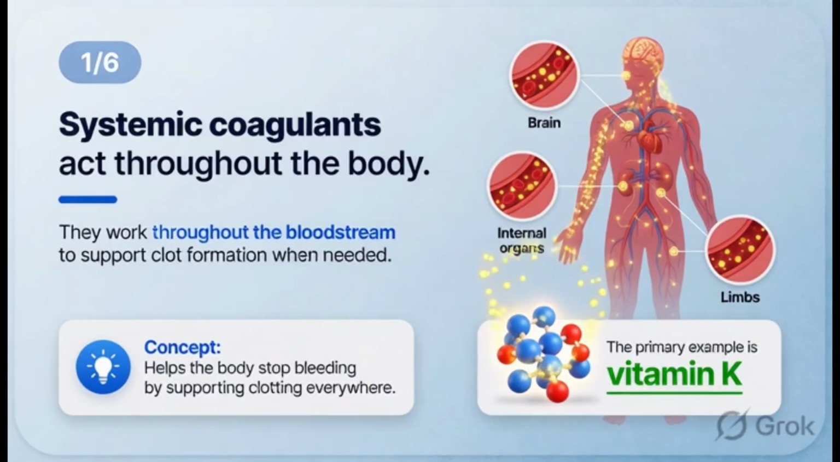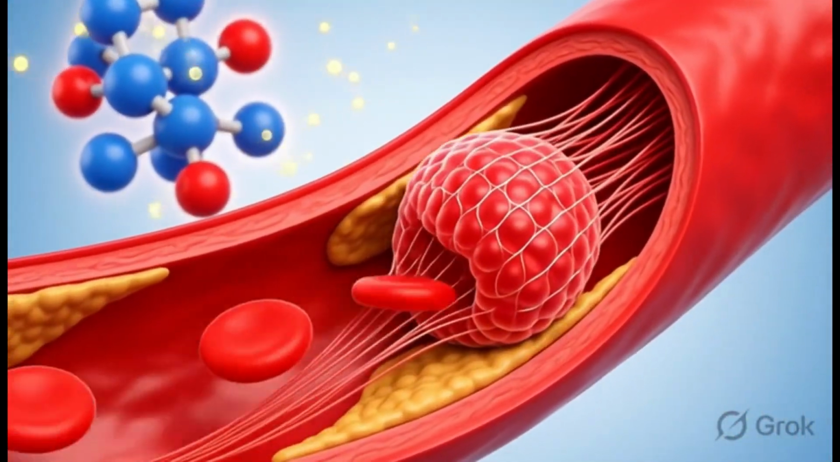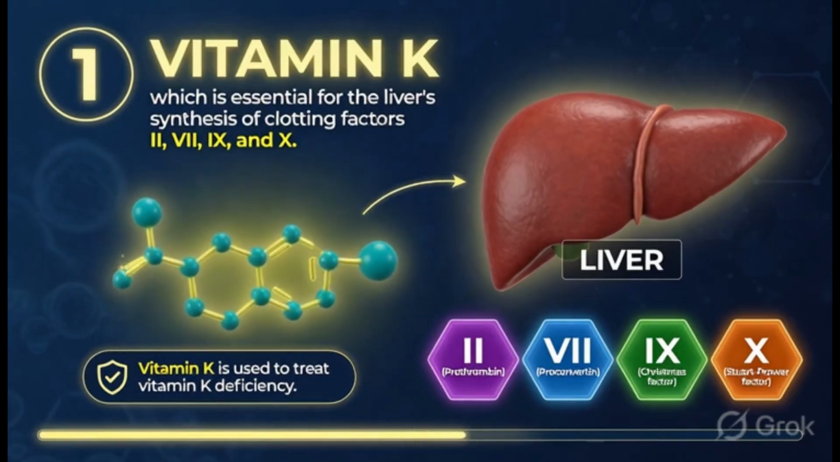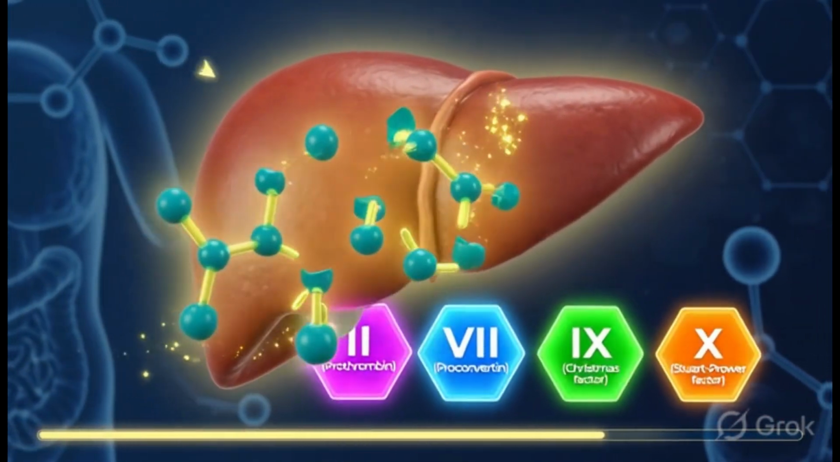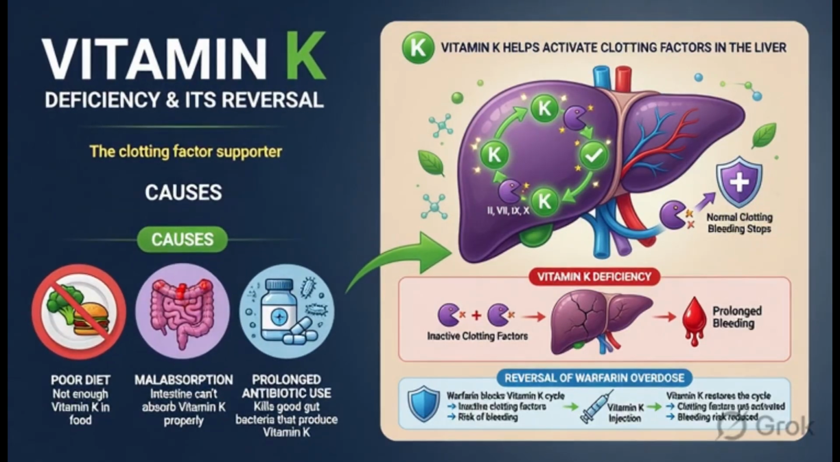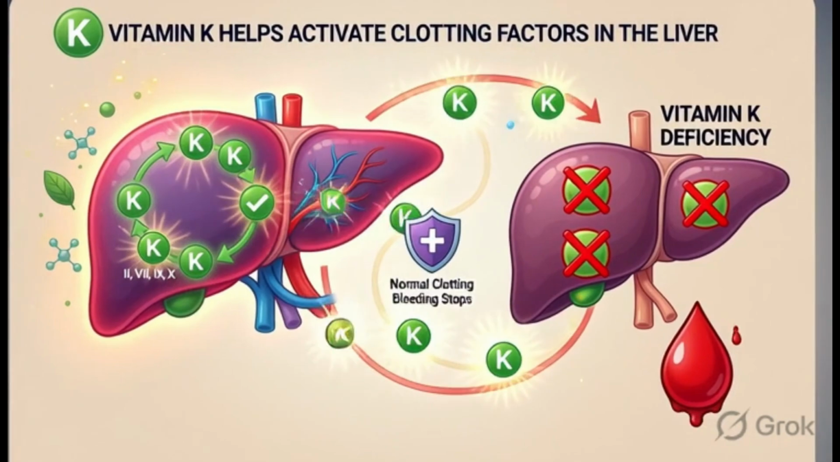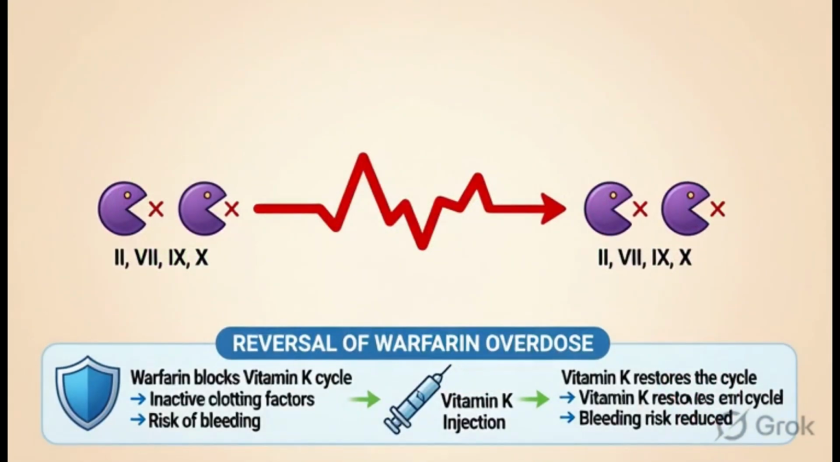Systemic coagulants act throughout the body. The primary example is vitamin K, which is essential for the liver synthesis of clotting factors 2, 7, 9, and 10. Vitamin K is used to treat vitamin K deficiency, which can occur due to poor diet, malabsorption, or prolonged antibiotic use, and it is also used to reverse the effects of warfarin overdose.